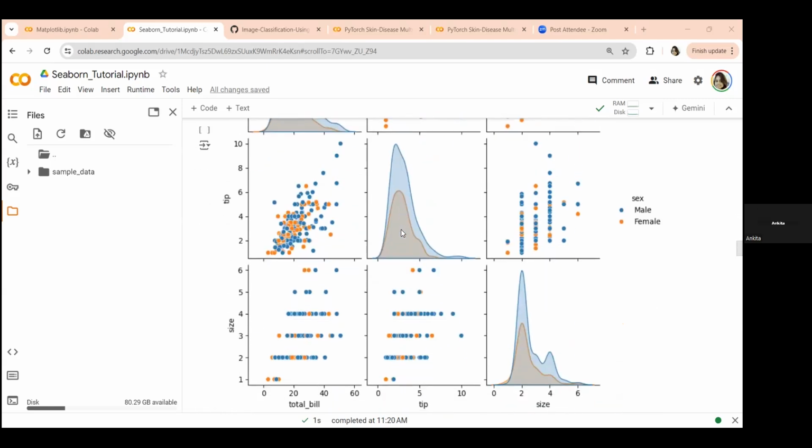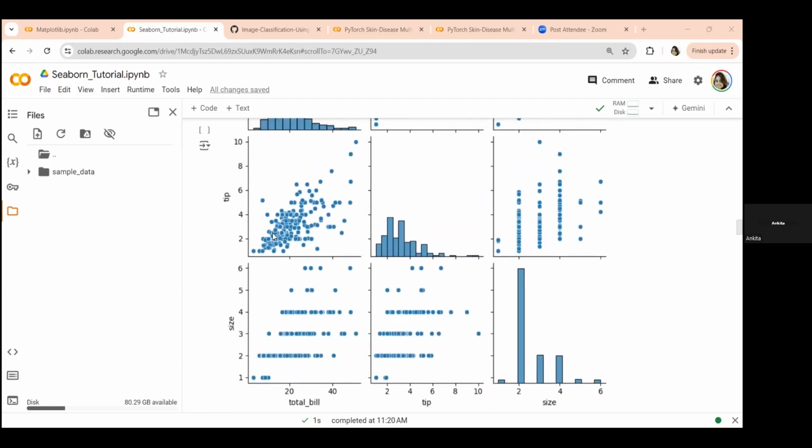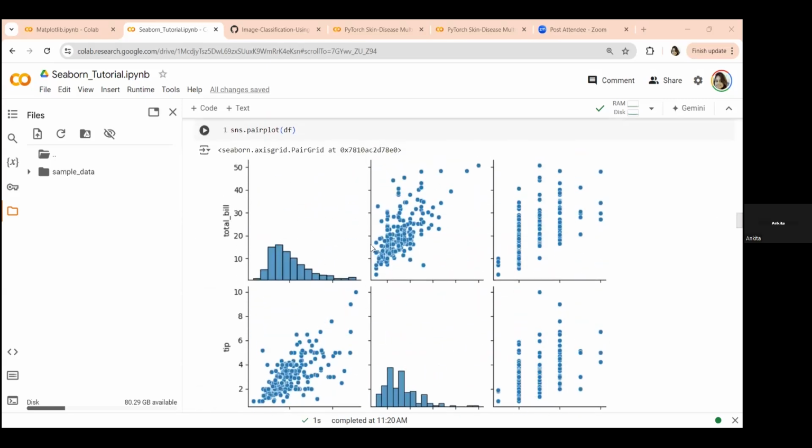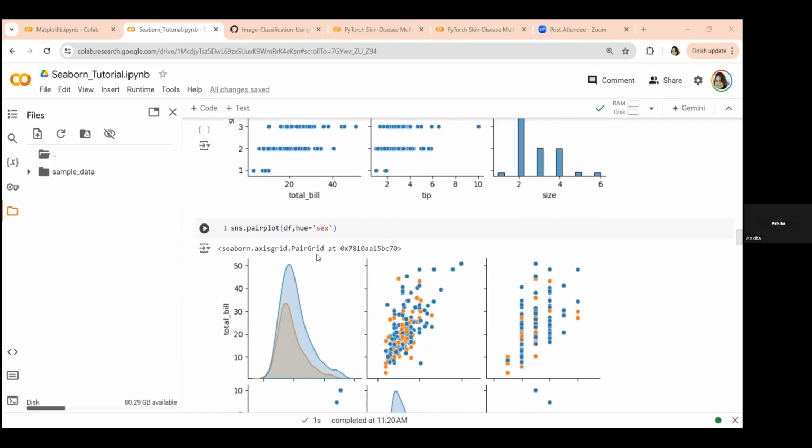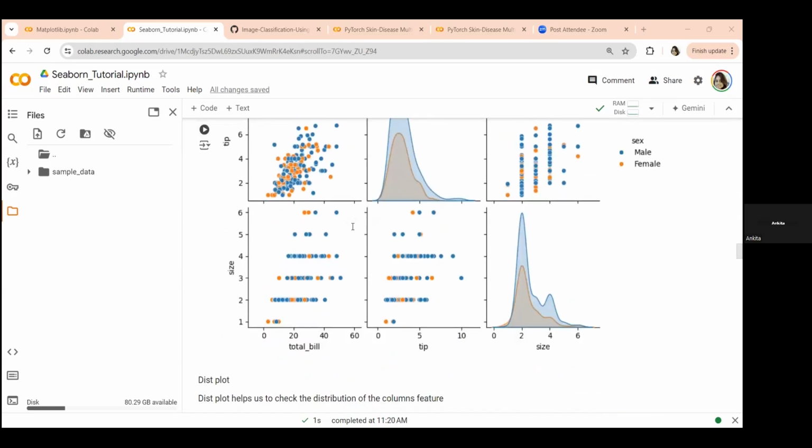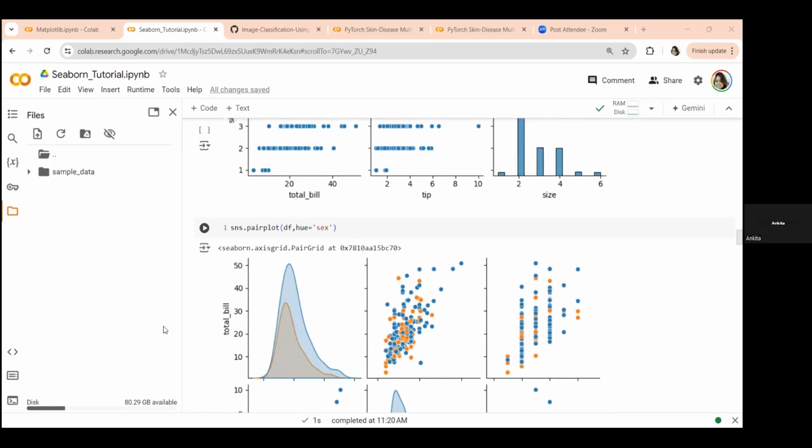So here, this one is one representation of your features, and this one is another. The difference in this command is that we are using another feature, the sex feature. Sex is basically a categorical feature. It only has two values, female and male, so we are representing these three features with hue, another variable. That one is sex.